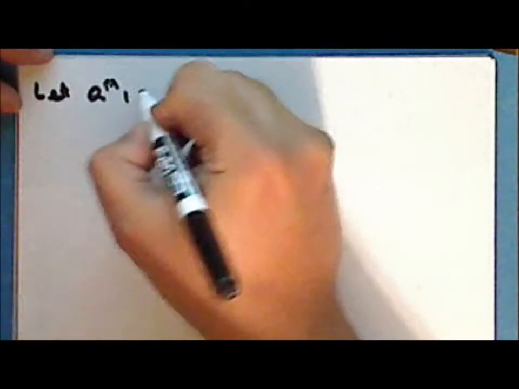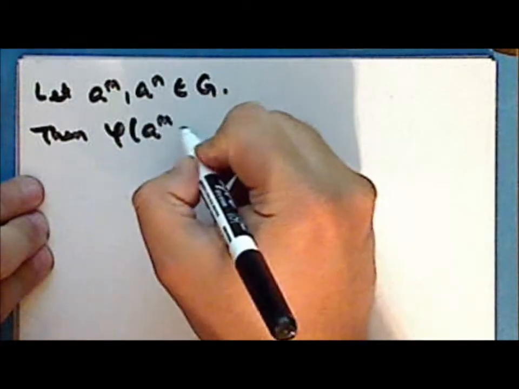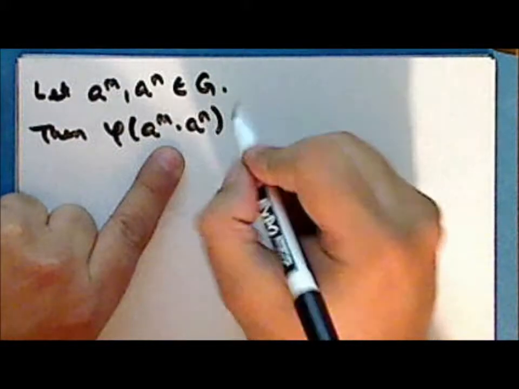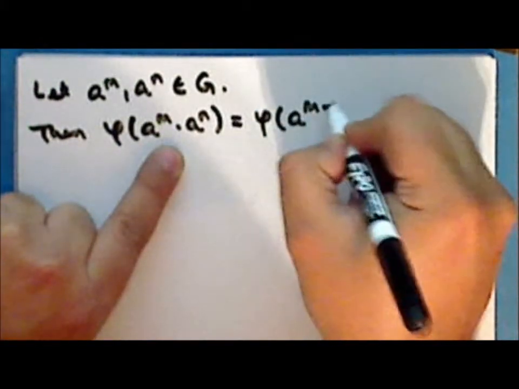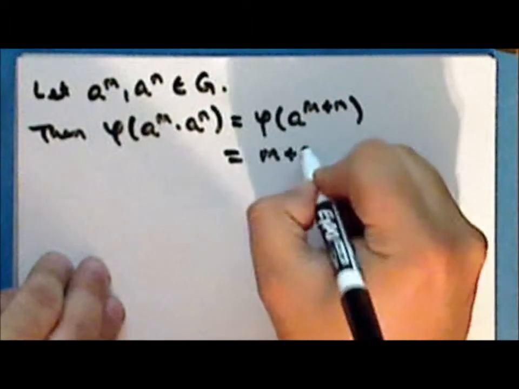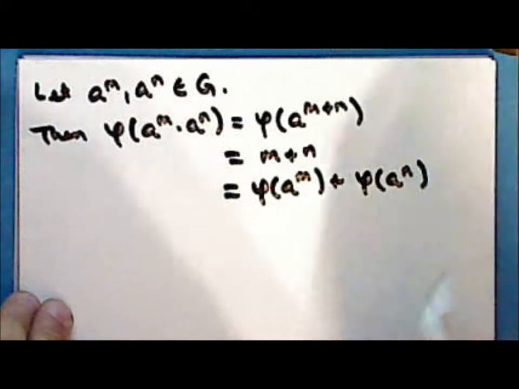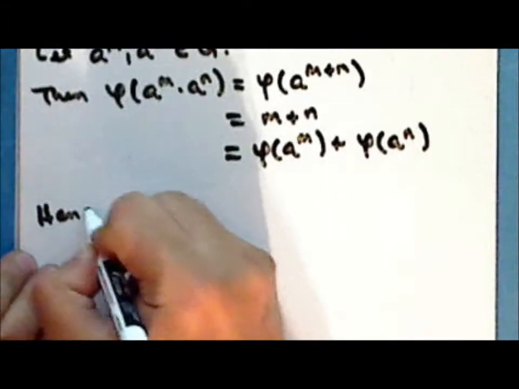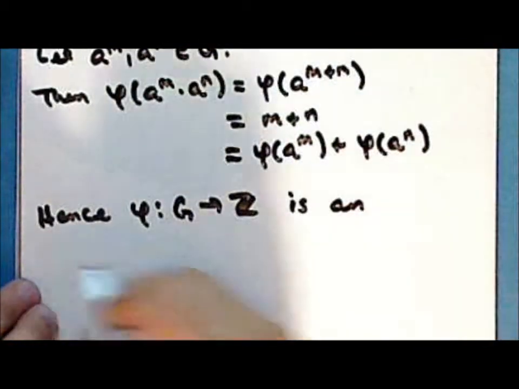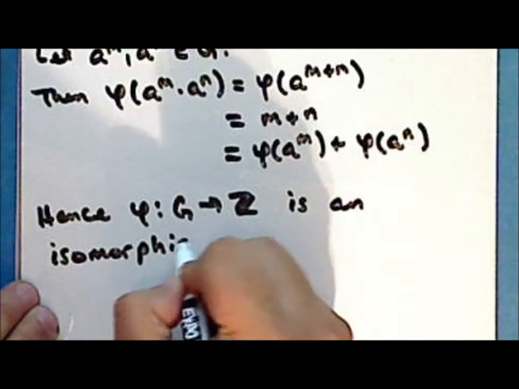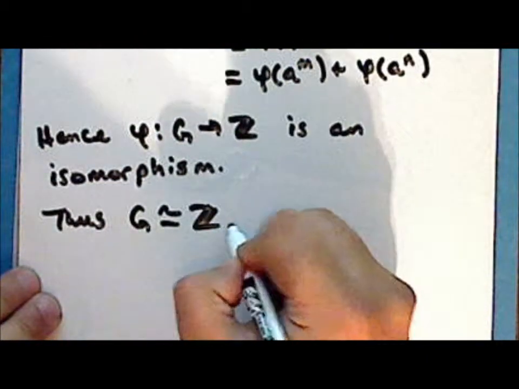So let a to the power of m and a to the power of n be two elements in the group. Then phi of a to the power of m times a to the power of n, where we use the notation for a multiplicative group, is the same as phi of a to the power of m plus n, which is m plus n, and this is the same as phi of a to the power of m plus phi of a to the power of n, and so phi is also a homomorphism, and hence phi, which is a map from the group G into the integers, is an isomorphism, and thus G is isomorphic to the integers under addition.